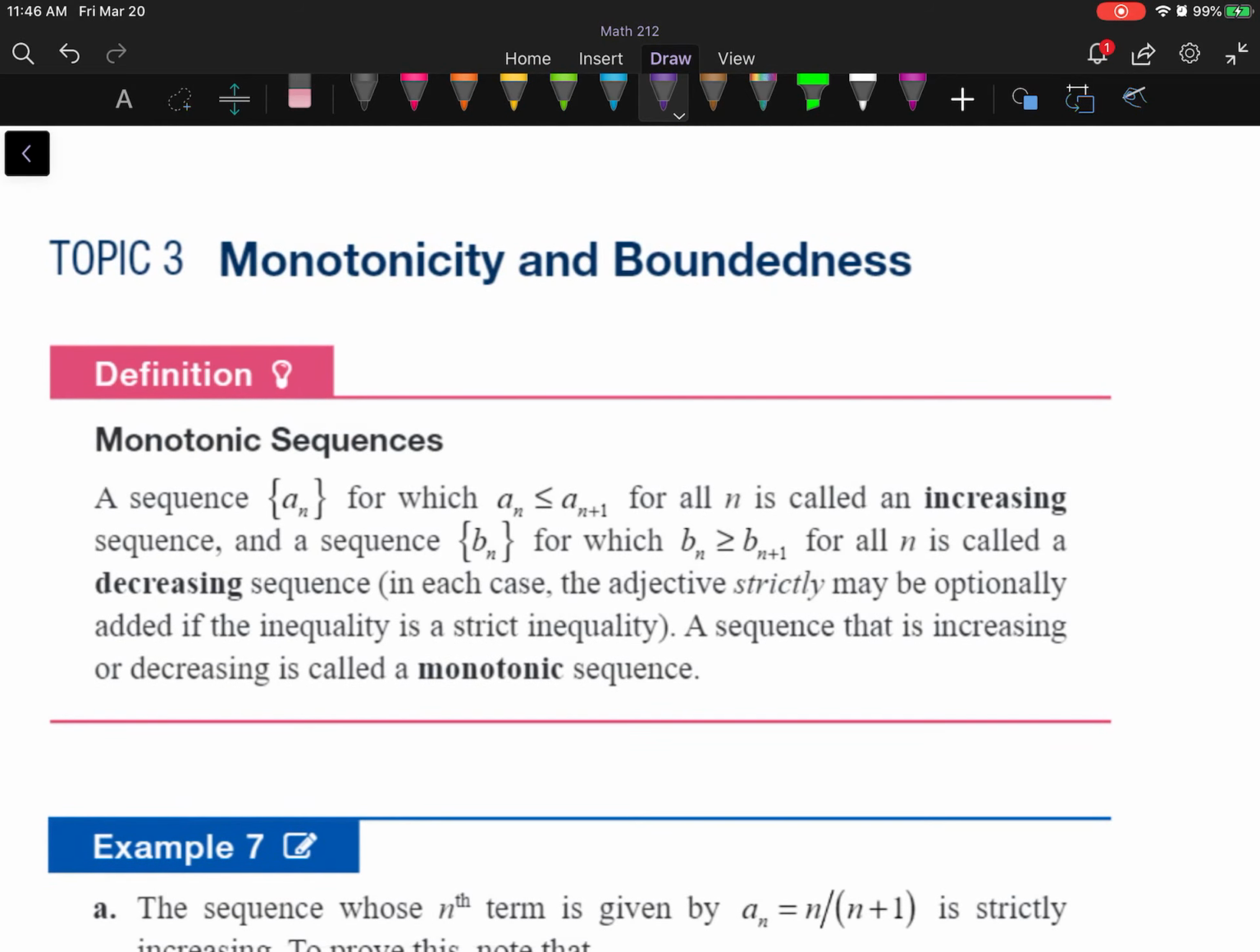The last major two topics here are monotonicity and boundedness, which are two properties of sequences that allow us to determine the convergence of sequences in much simpler terms if they fit our criteria. So the first one's monotonicity, and a monotonic sequence is one that only increases or only decreases for all terms in the sequence.